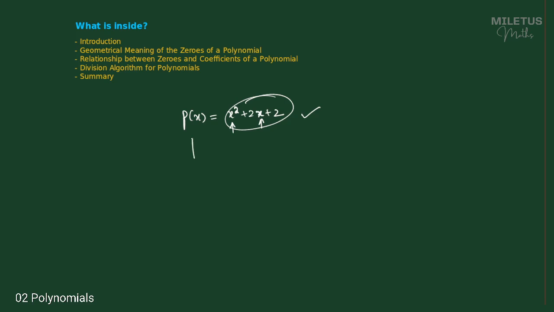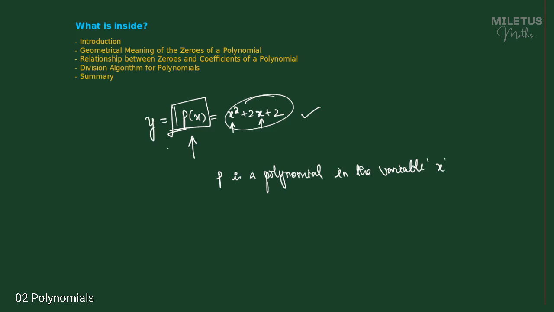Now you can see that the left hand side has something called p of x. We call this a notation to represent that expression. So all that it says is p is a polynomial in the variable x. That's all it says. Some people would like to represent this by a letter y, or even y of x, etc. It really depends on what context you want to work with.